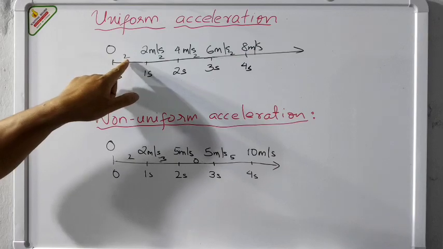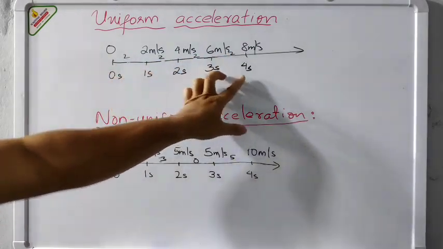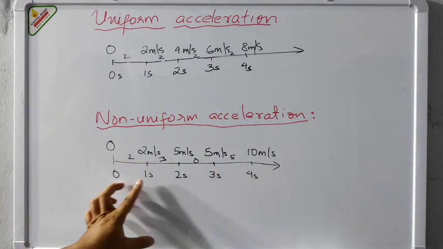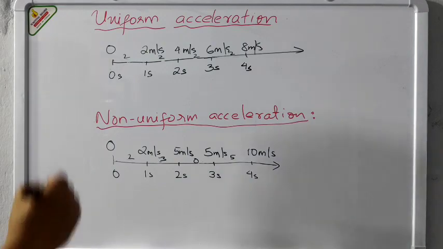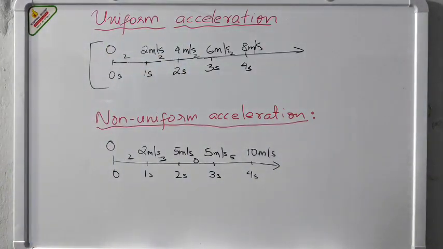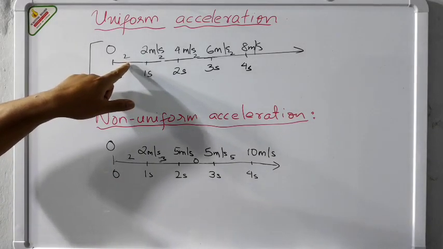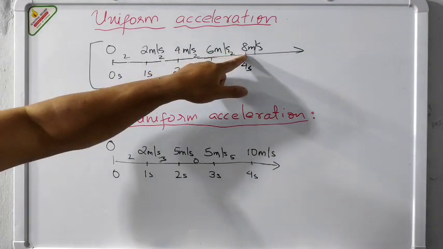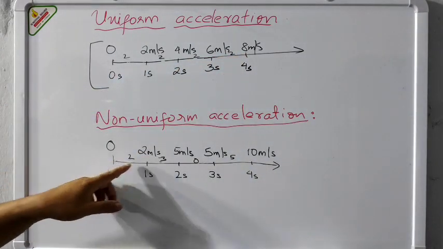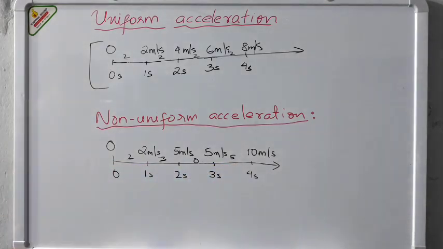In the first case we see equal change in velocities in equal intervals of time. In the second case, non-equal change in velocities in equal intervals of time. So, uniform acceleration is the acceleration of a body when there is equal change in velocities in equal intervals of time. Here, non-equal changes in velocities in equal intervals of time.